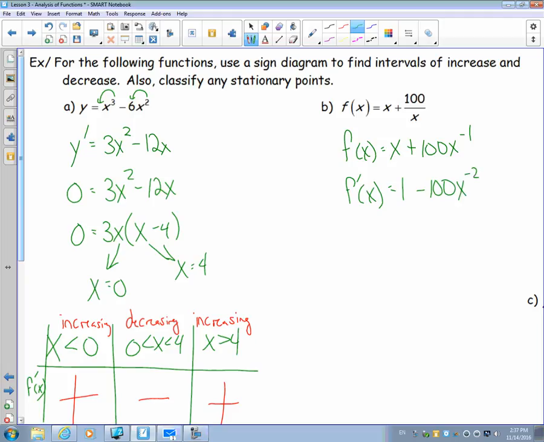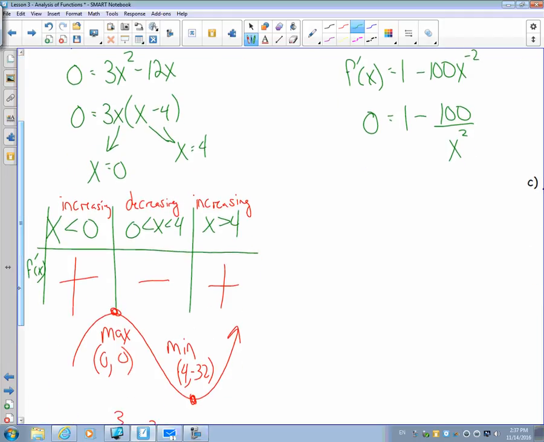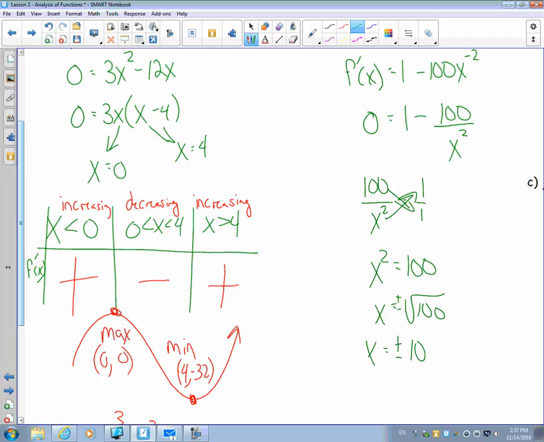Okay, I want to know where that equals 0. So I'm going to say 0 equals 1 minus. And I'm going to fix the format again just so I can work with this equation easier. So I brought my exponent back to the bottom. Hey, how do I solve this? Well, if I bring the 100 over x squared to one side and leave the 1 on the other side, it might remind you that we can cross multiply. 1 times x squared makes x squared, and 100 times 1 makes 100. So x is the square root of 100. Now be careful here, it could be the positive or negative square root. So we end up with x equals positive or negative 10.